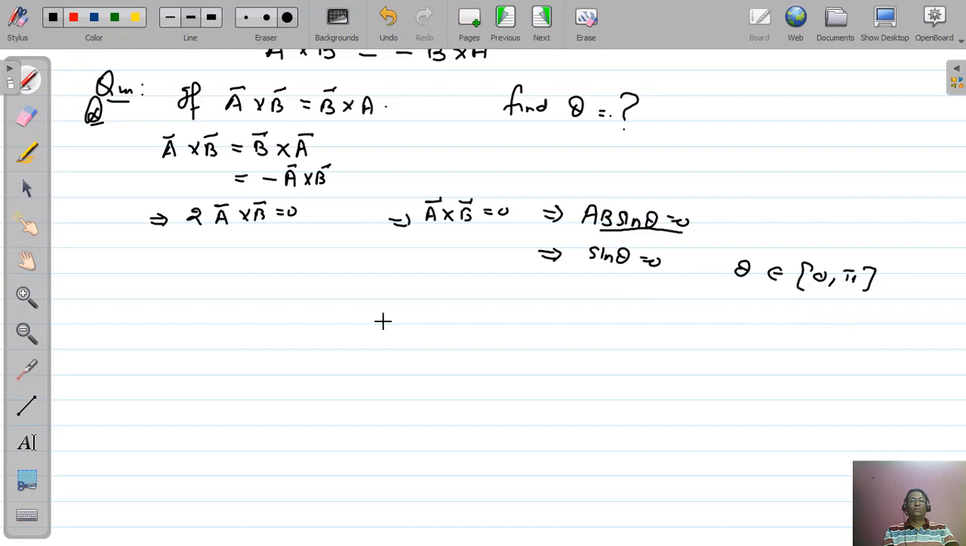For that, we draw a graph of theta versus sine theta, drawn for theta between 0 to pi. In this range, sine theta is 0 at theta equal to 0 and theta equal to pi. This implies that the possible values of theta are 0 and pi. This is the answer.